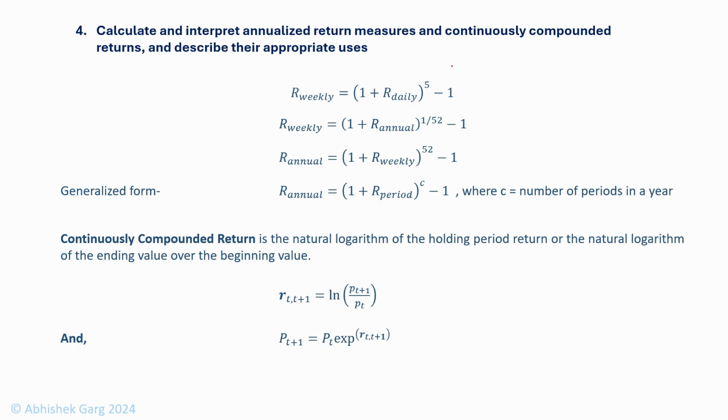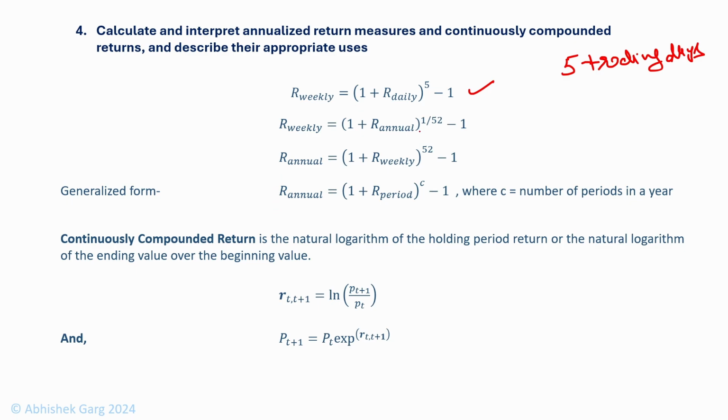If you want to calculate a weekly rate of return, and you have got a daily rate of return, what you will do is calculate the weekly return like this, because there are 5 trading days, or we can say working days, per week. So we'll compound the daily rate of return 5 times and then calculate the weekly rate of return.